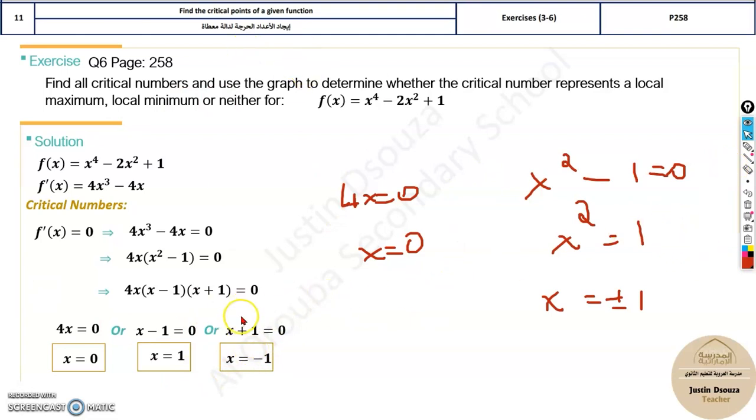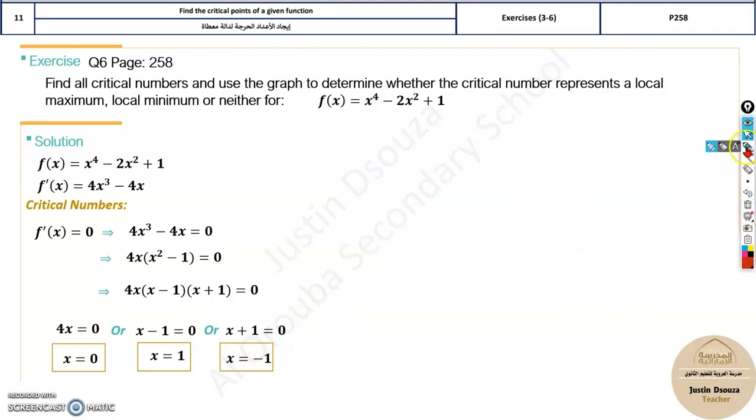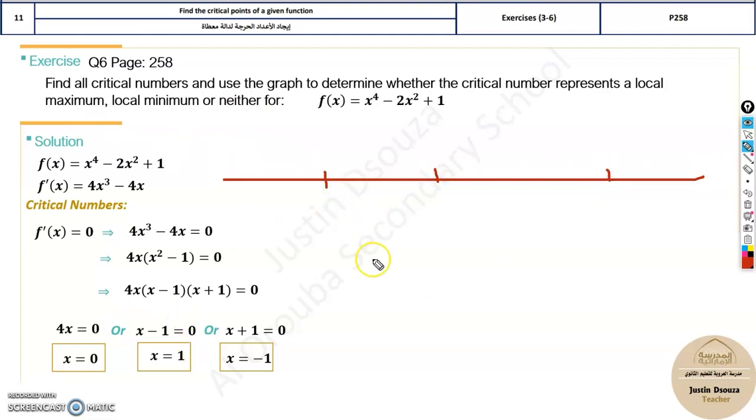Now if they ask only for critical values, it's fine, but they might ask you for the maximum and minimum points as well. So you need to take the critical values, 0, 1 and minus 1, and arrange them in ascending order. Now what you need to do is take test values. A value less than minus 1, say minus 2. Between minus 1 and 0 would be minus 0.5. Over here also it will be 0.5 and over here 2. Now substitute all these values in the derived equation.